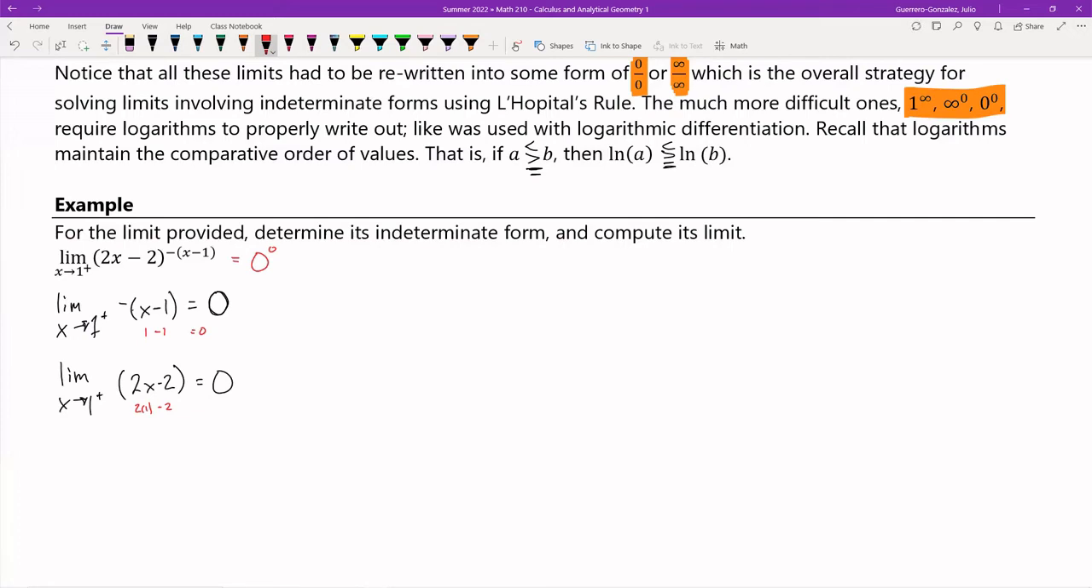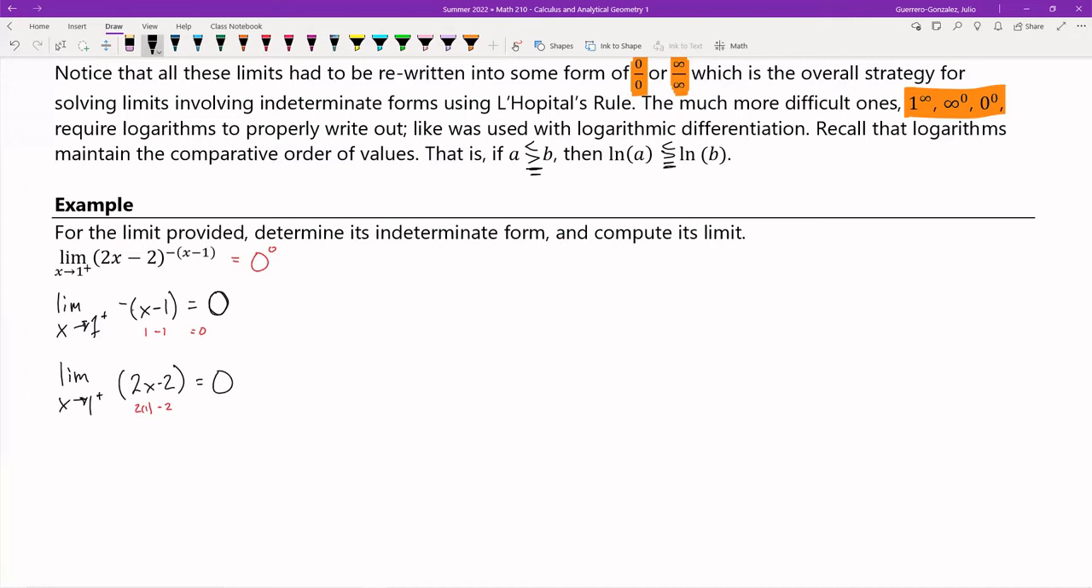Okay. So that means we have an indeterminate form. We can use L'Hopital's rule with it, right? But we have to get it in that fractional form, that f of x divided by g of x. And that's exactly what we're going to do. We're going to use logarithms in order to do that. Okay, so here we go.